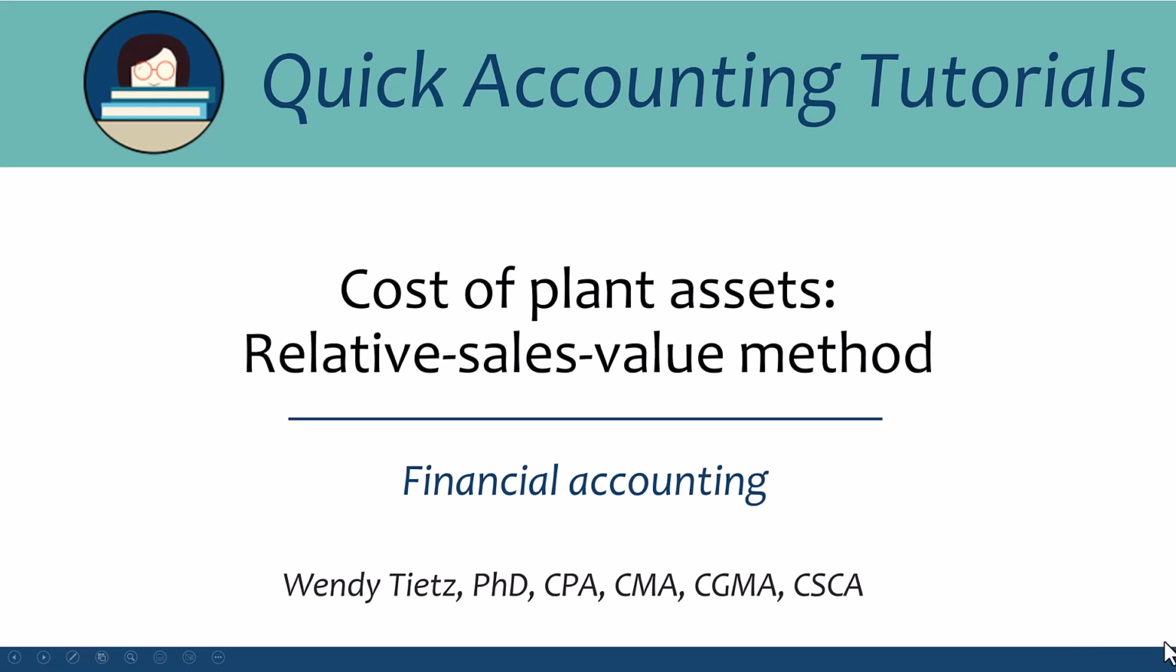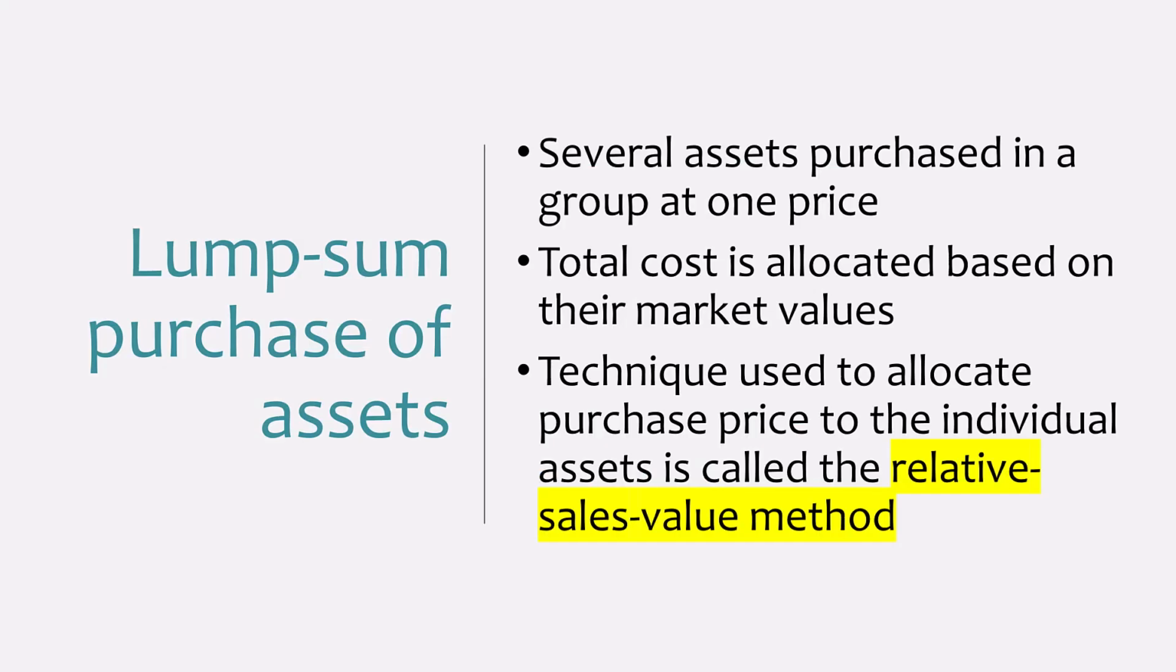In this quick accounting tutorial, we're going to be looking at how to allocate the cost of a plant asset when we buy multiple assets at the same time. And this is called the relative sales value method. So again, the lump sum purchase of assets is when we purchase several assets in a group at one time. The total cost has to be allocated based on their market values. The technique we're using to allocate the purchase price to the individual assets is called the relative sales value method.